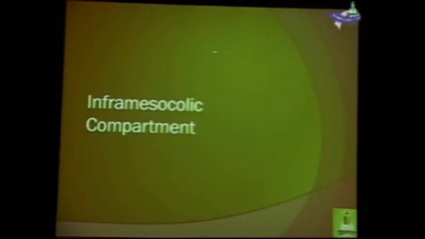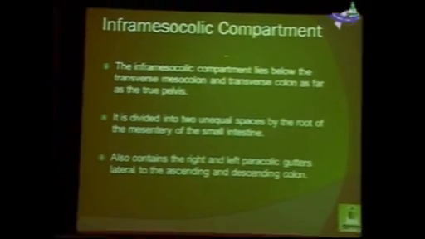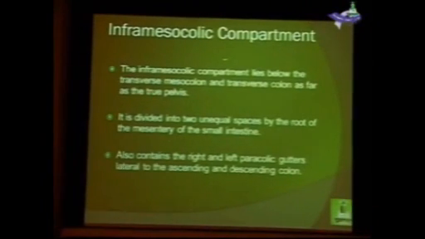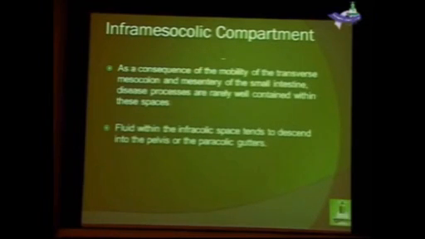What about the inframesocolic compartment? Now we're talking about a compartment that lies below the transverse mesocolon and transverse colon as far as the true pelvis. It is divided into two unequal spaces by the root of the mesentery of the small intestine. It also contains the right and left paracolic gutters lateral to the ascending and descending colon.